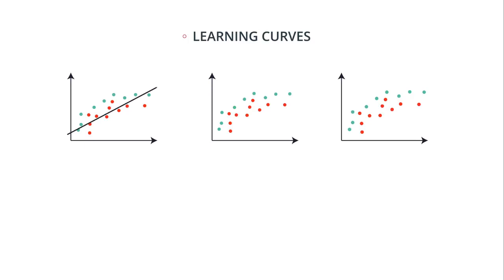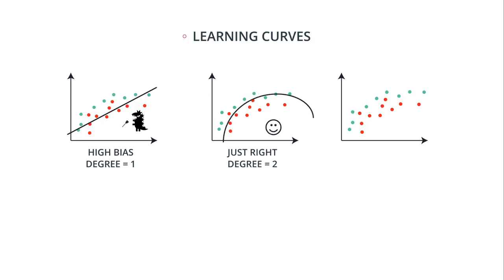The first one, a linear or degree 1 model, which doesn't do a very good job since it underfits. So it's a high bias model. The second one, a quadratic model of degree 2, which is just right. And the third one, a higher degree polynomial of degree 6, which overfits, so it's a high variance model. Now we'll draw some curves that will be able to tell these models apart.